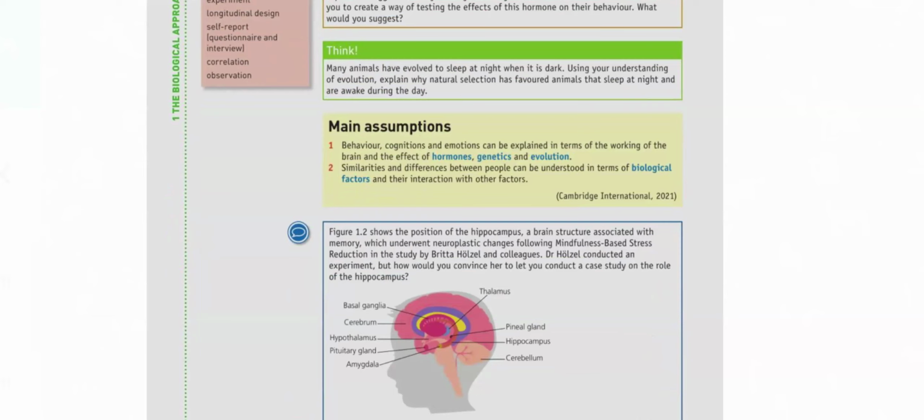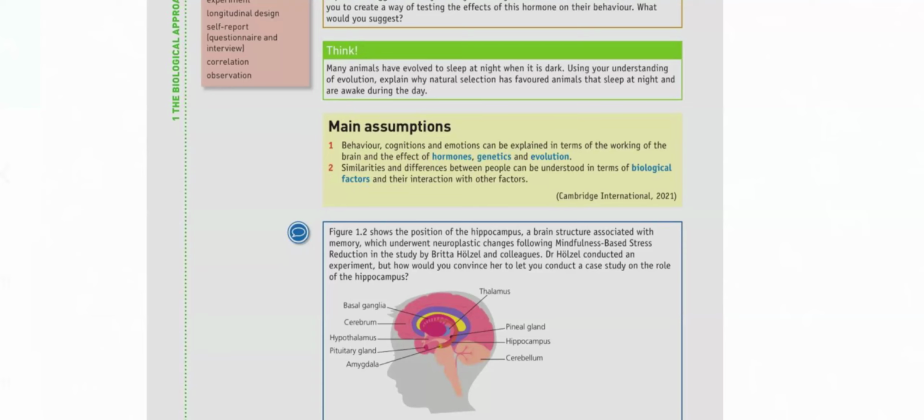This is like a general question that they usually ask. So the main assumptions are: number one, behavior, cognitions, and emotions can be explained in terms of working of the brain and effect of hormones, genetics, and evolution. One thing that they're saying is that a human's behavior, cognitions, and emotions can be explained in terms of the way that brain works, the way that body works, the way that hormones work, the way that your genes work, right?